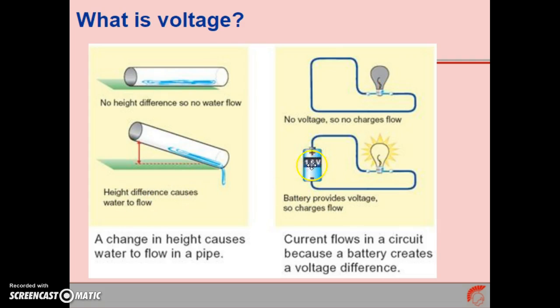Well, so does the battery. The battery allows for the chemical potential difference, and this is what allows for current to flow. You have a positive terminal and a negative terminal. These have different potentials. So the height here causes water to flow in a pipe, where current flows in a circuit because the battery creates a voltage difference.